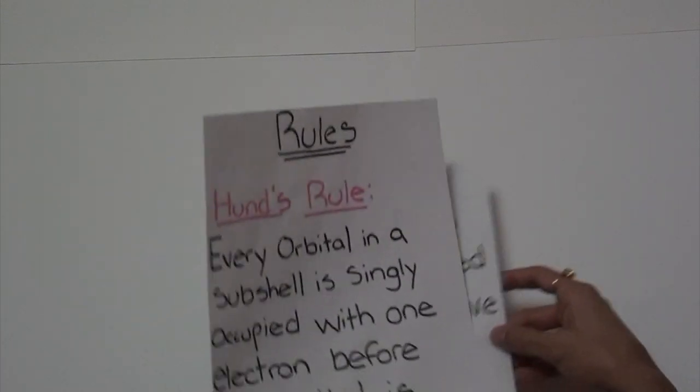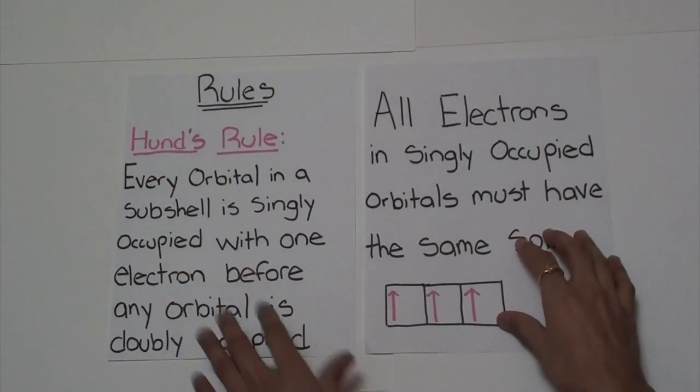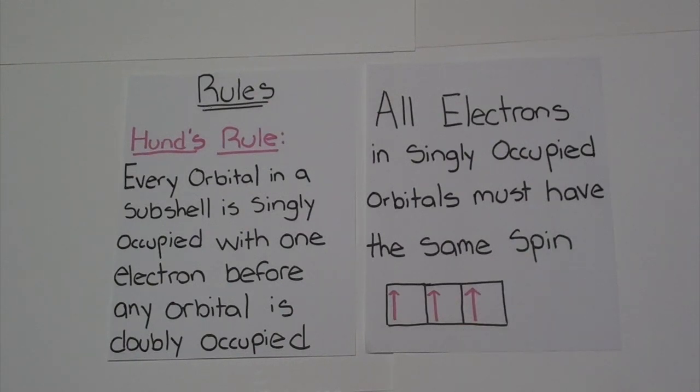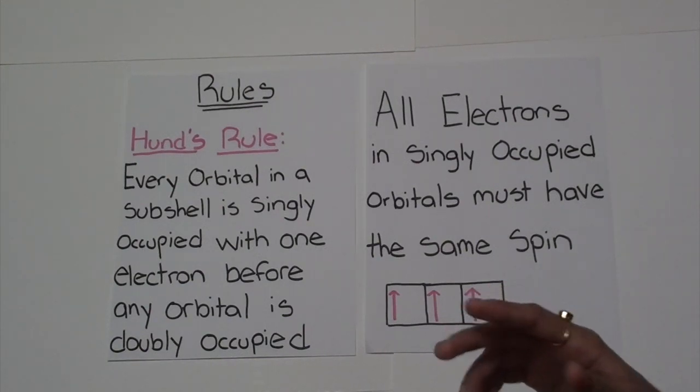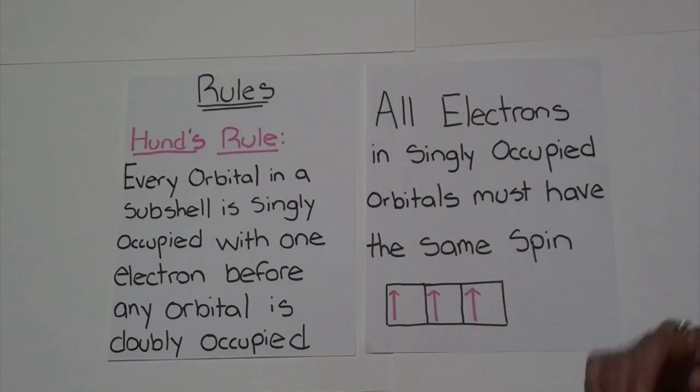The first rule is Hund's rule. Hund's rule basically states that every orbital in a subshell is singly occupied with 1 electron before any orbital is doubly occupied, and all electrons in singly occupied orbitals must have the same spin. So basically what this means is that when you're filling up your sublevel of your p orbital, d or f orbital, you must fill up the orbital with 1 electron first before you fill it up with the second electron. I know this may sound confusing right now, but when we do examples I will further clarify this topic.